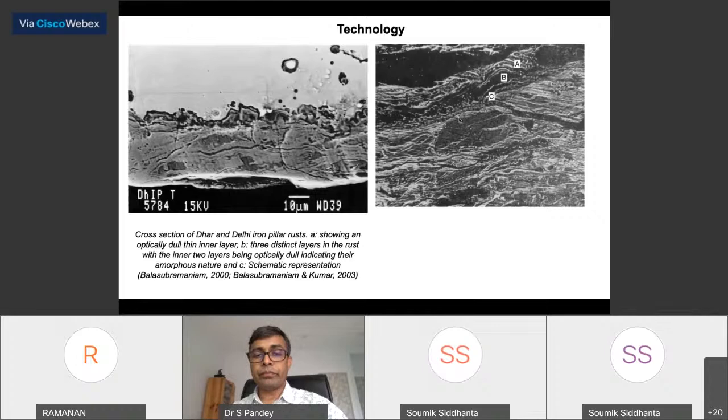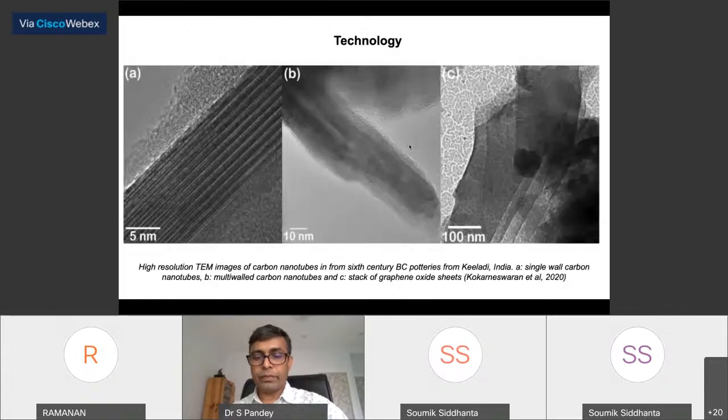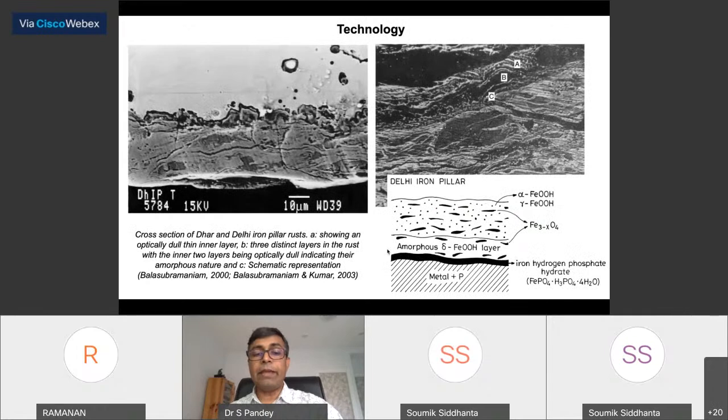What he found is that this amorphous layer is basically iron hydrogen phosphate, which is formed right on the metal surface, and therefore the corrosion happening on the surface doesn't penetrate inside the metal. This is a very thin film, so you won't even notice. The presence of phosphorus is what makes Delhi's iron pillar rust proof. So this is the gift of science to understanding ancient technology. This is one example; there are hundreds.